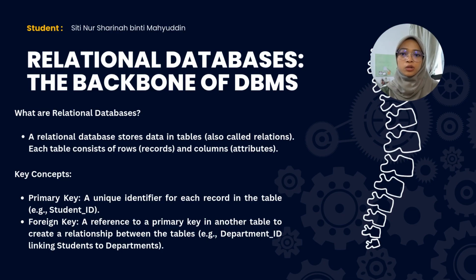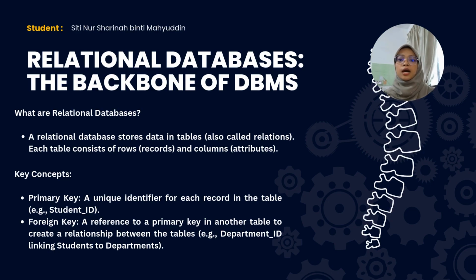There are two important concepts you need to understand when working with relational databases: the primary key and the foreign key. A primary key is a unique identifier for each record in a table. For example, in a student table, we might use student_ID as the primary key because each student has a unique ID. A foreign key, on the other hand, is used to link one table to another. It refers to a primary key from a different table.